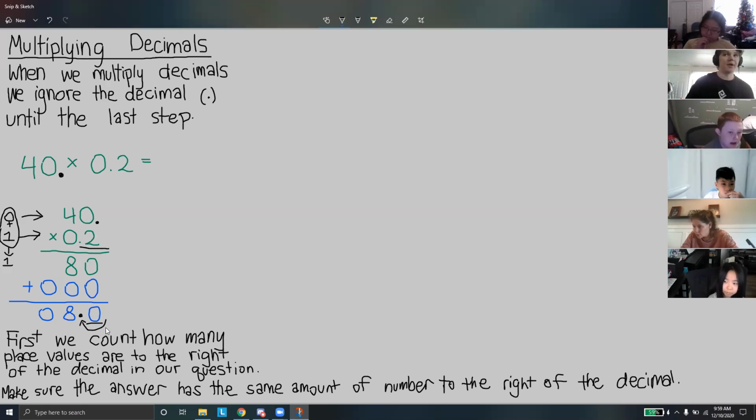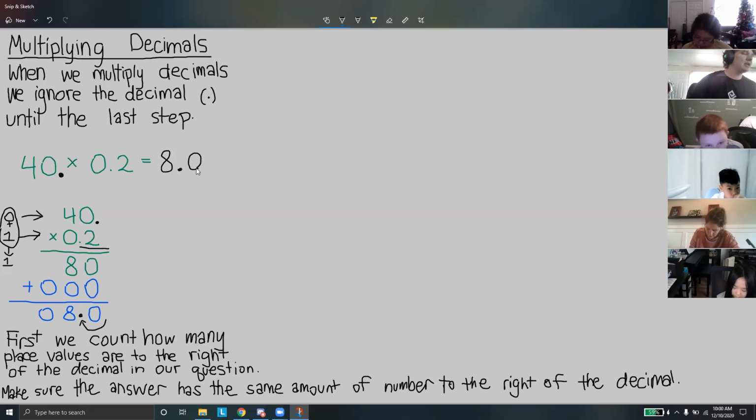And in this case, it's 0. And so our final answer is 40 times 0.2 is equal to just 8. The reason is because we have 0 in the tens place, so there's 0 tens, so we don't really need to write that. We have an 8 in the ones place, and we have a decimal, and we could write decimal 0 if we want. We really don't need to, though. 8 or 8 decimal 0, that's all right.